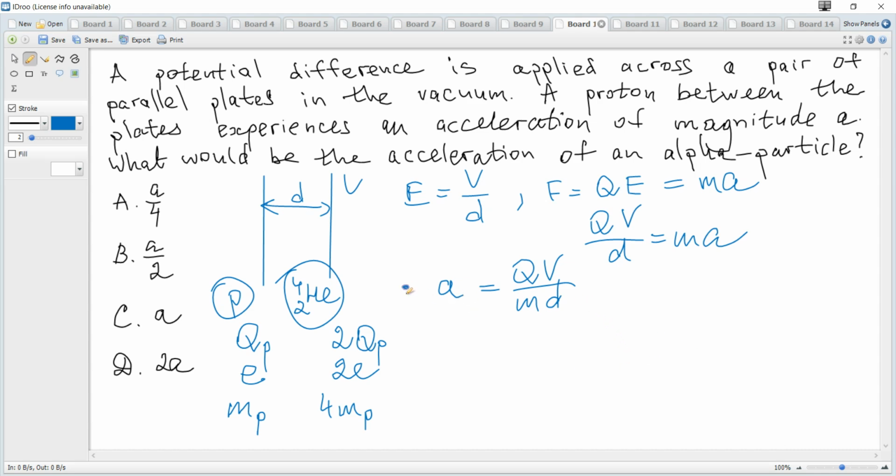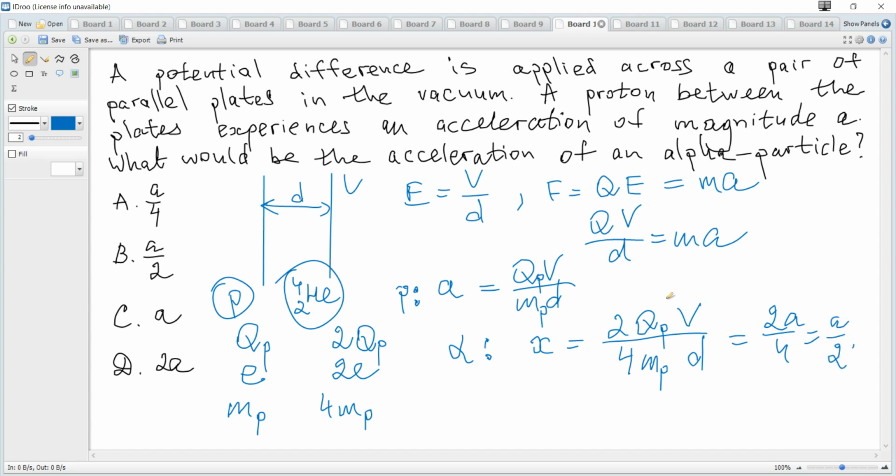And if we consider the proton, the acceleration is a, and the charge of a proton, mass of a proton, V and d are constants. And if we consider the alpha particle, the acceleration is unknown, let it be x, it doesn't matter, and the charge is 2 times larger, the mass is 4 times larger than the mass of a proton, and d. And you can see that it's a, and we get that it's 2a over 4, or a over 2.